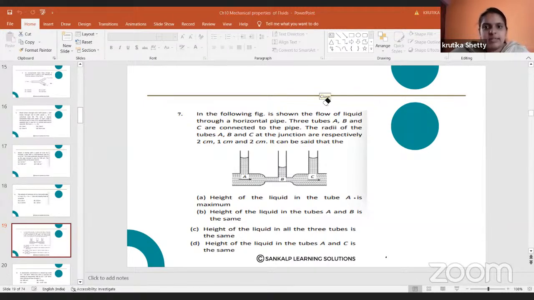Yes, very good. It is option D. The height of the liquid in the tube A and C is the same, right? Because their radius is also the same. If you look at the figure, their height also appears the same, okay? Then next question. It is option D.